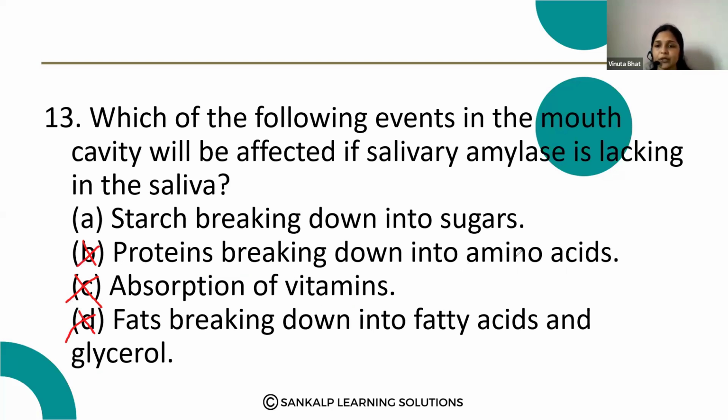Here, breakdown into amino acids takes place in the small intestine. So the correct option is A, starch breaking down into sugars, that is affected if the salivary amylase enzyme is not present. Okay. Option A is the correct answer.